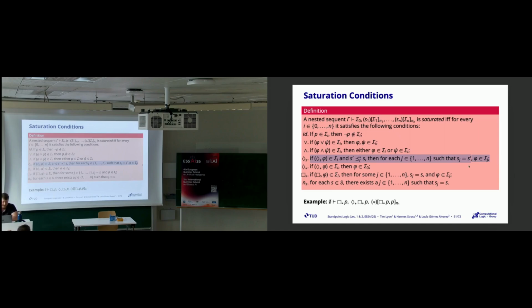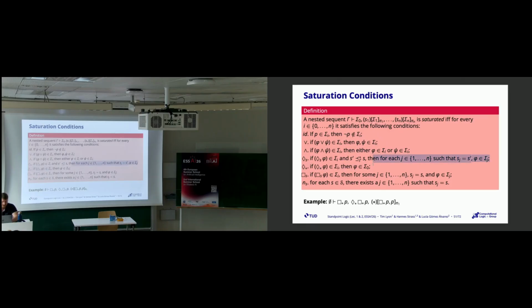So this says that if I have a diamond S phi occurring in a component and I have this side relation holding, the antecedent relation with S and S prime, then it must be the case that phi has been introduced to the component sigma j, which has an S prime as its tagging, its nesting.